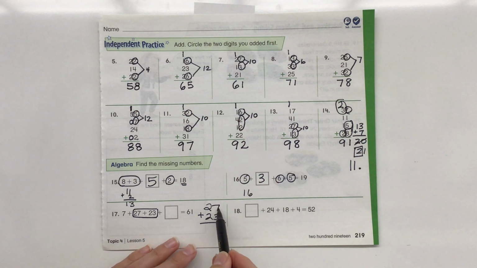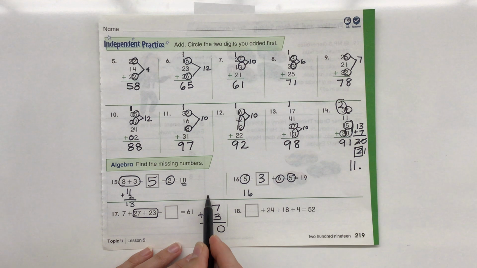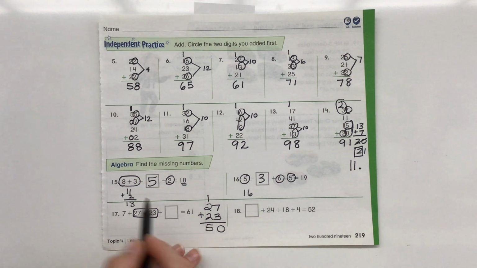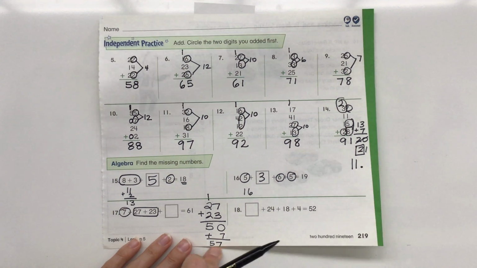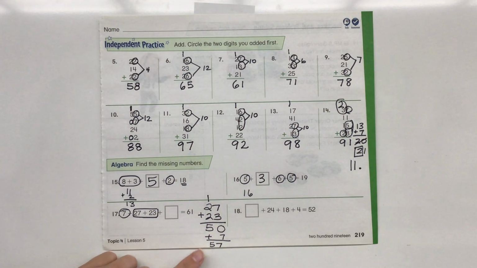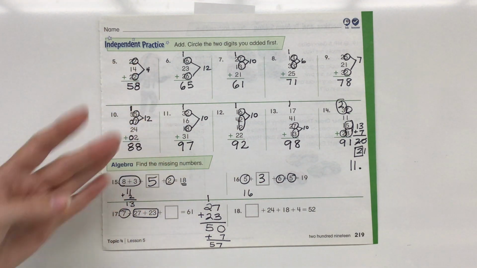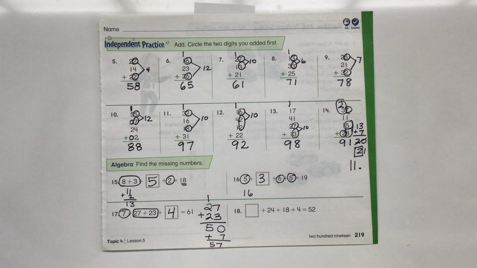All right, 7 plus 3 is 10. I can put a 0 in the ones place and regroup right there. So let's see, 2 plus 2 is 4, plus 1 more is 5. So that is 50. And then I have a 7 here. 50 plus 7 equals 57. But I really need to get up to 61. So I'm going to count 57, 58, 59, 60, 61. I had to count up 4 to get to 61.